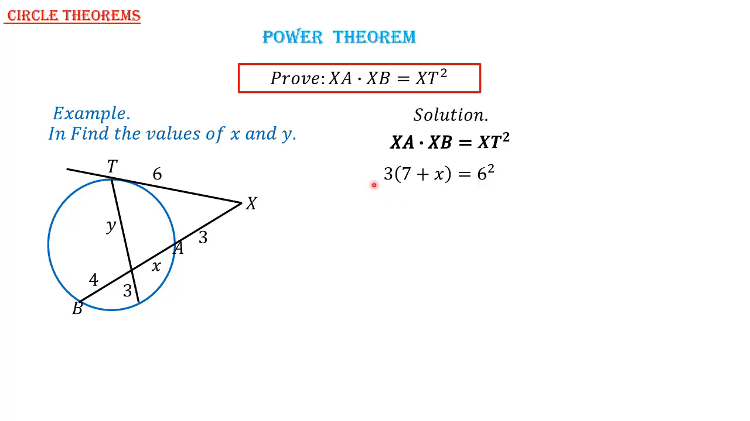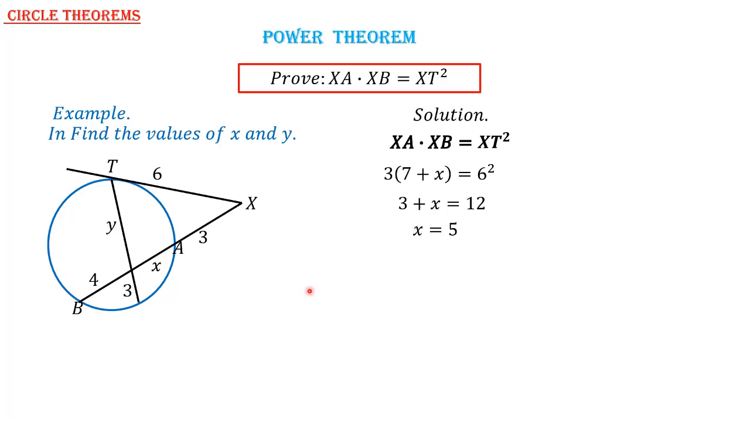So I will divide both sides by 3. Then it will be 7 plus S equals 12. Then let's make S the subject. So we subtract 7 from both sides. Then our S is 5. Now we know our S.